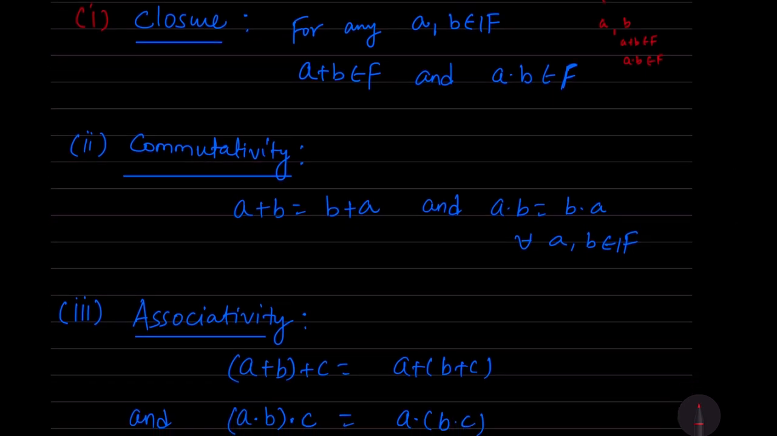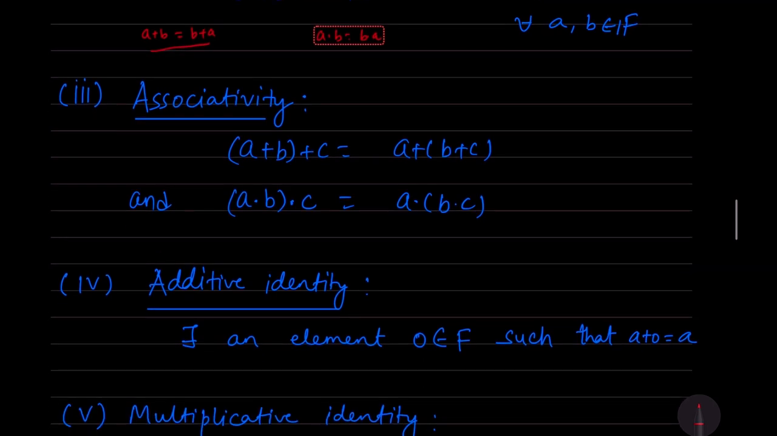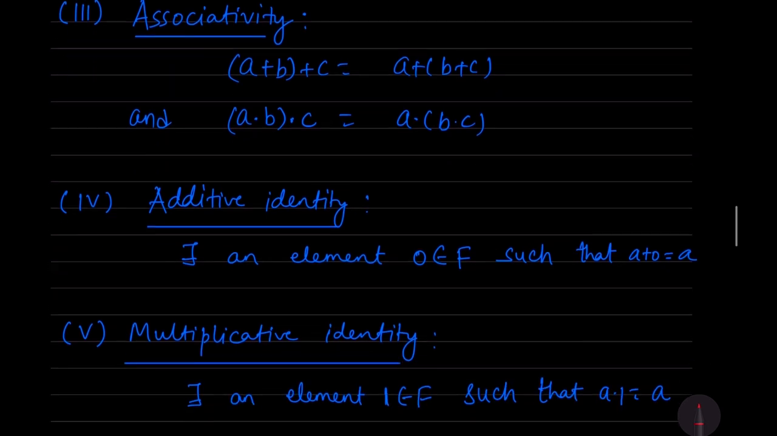Now coming to the second property, commutative. Commutative is with respect to addition or multiplication. If we add two numbers, a plus b and b plus a, both are equal, then we can say commutative under addition. If a dot b equals b dot a under multiplication, for all a, b belonging to the field F, this is the commutative property. Next, coming to associativity, that also should be satisfied with respect to addition and multiplication.